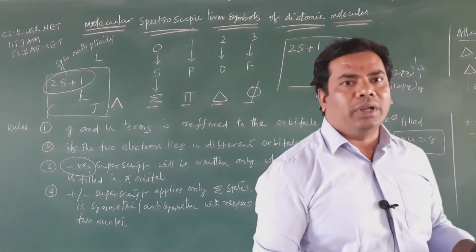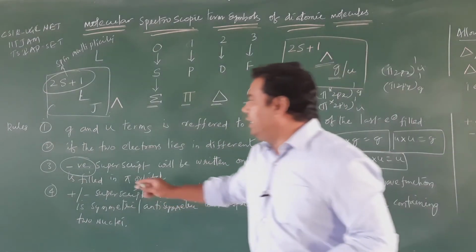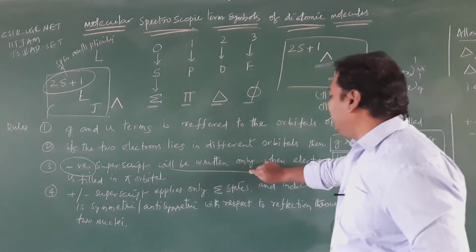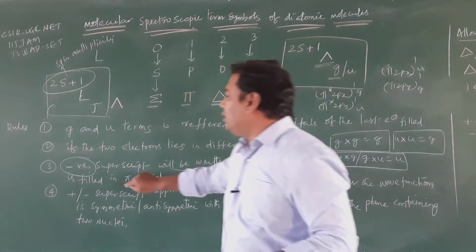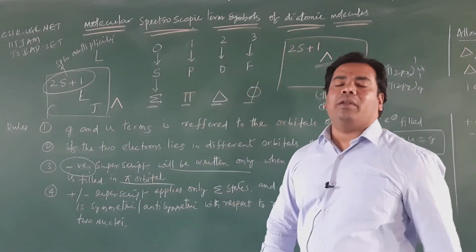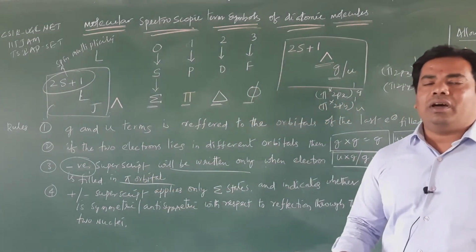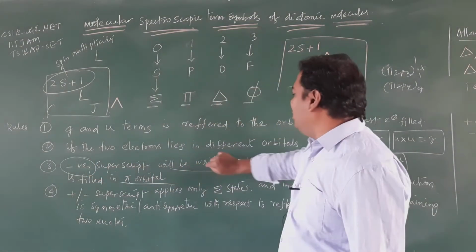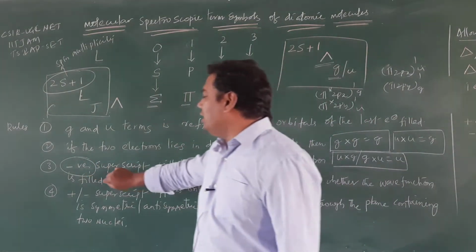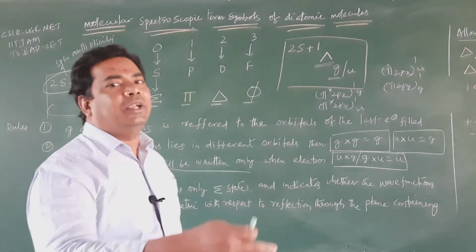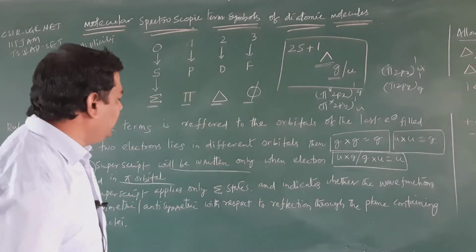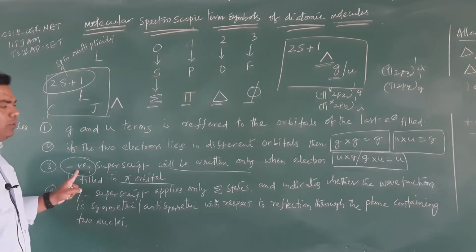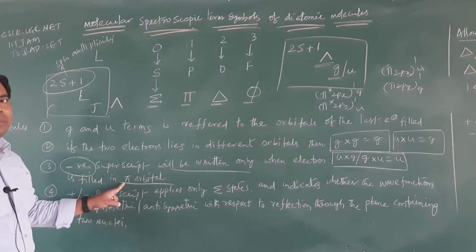Clear, student? The negative superscript will be written only when the electron is filled in a pi orbital. Sigma orbital means the negative superscript will be written only when the electron is filled in pi orbital, meaning pi 2p y, pi 2p z, pi 2p x. Clear? Next, the positive negative. So the negative superscript we will use for only pi orbital.